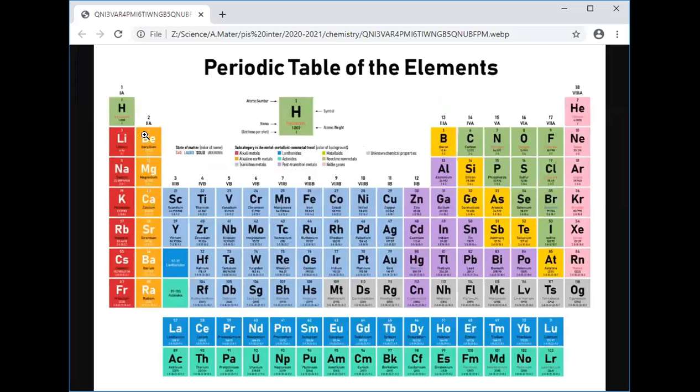Here, the first period has just 2 elements because it only has sub energy level S, while here we have S and P, so 2 electrons in S and 6 in P. Then in the third energy level, we have 2 in S and 6 in P. Before we fill the 3D, we know it's better to fill 4S first. That's why the 3D sub energy level doesn't appear before the fourth period, because 4S is considered lower in energy than 3D.